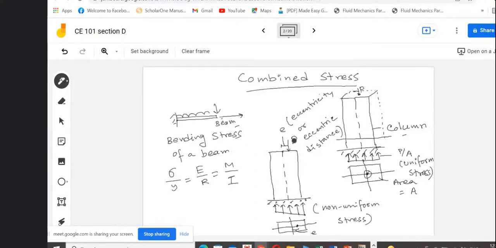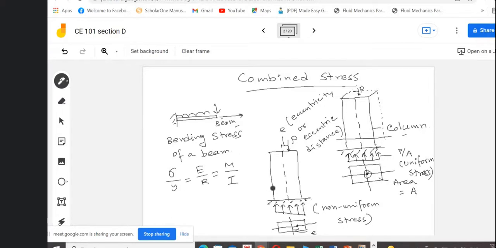So the direct load coming from the superstructure is acting on a column at some distance. That distance is known as eccentricity or eccentric distance. And due to this eccentricity, the stresses which are getting generated in the column section is something like this non-uniform stress distribution, having a maximum value of the stress at one extreme point, one side of the column, and minimum stress at another side of the column.